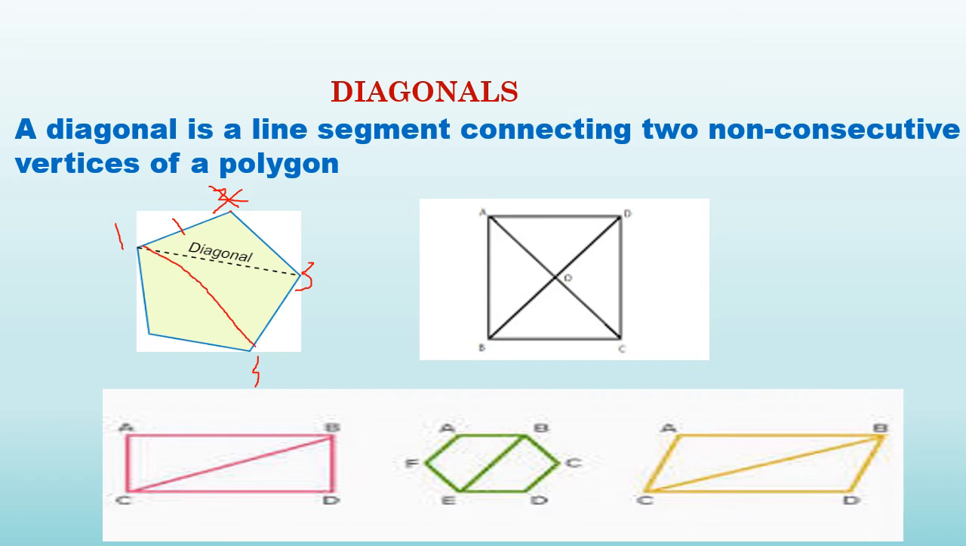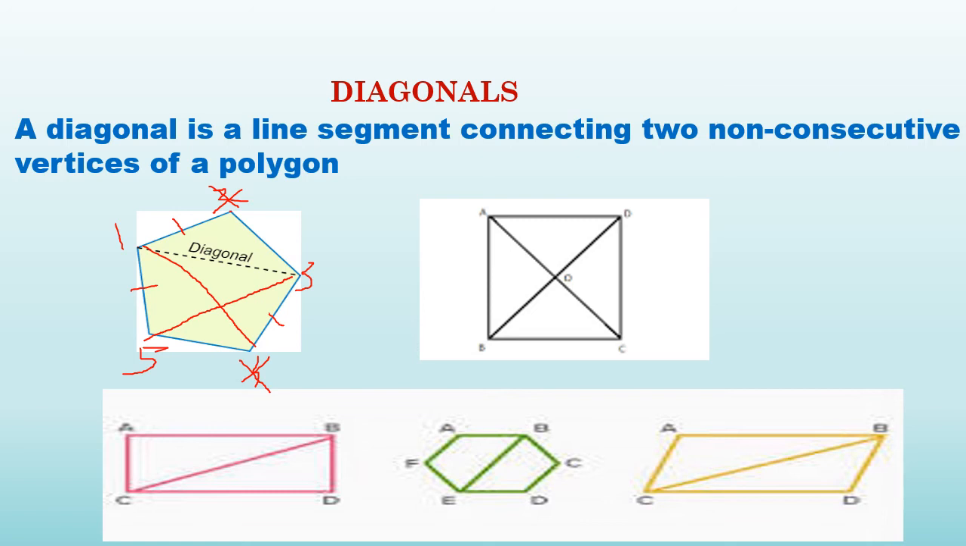You can join 3 and 5. This is 5. You can join 3 and 5. But when you talk of 1 and 5, it is a side. It is not a diagonal. So in diagonals, you have to skip one consecutive vertex and then take the other. If you join 3 and 5, then you get a diagonal. If you join 3 and 4, you get only one side.